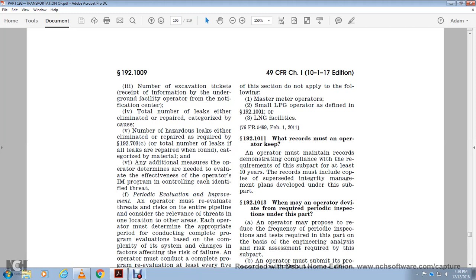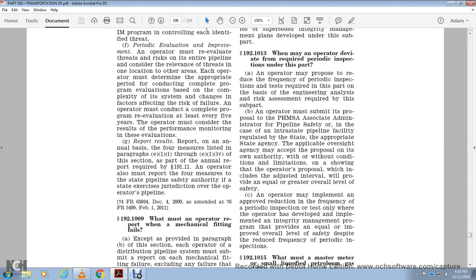192.1011: What records must an operator keep? An operator must maintain records demonstrating compliance with the requirements of the subpart for at least 10 years. The records may include copies of the subpart and the integrity management plan developed under this subpart.